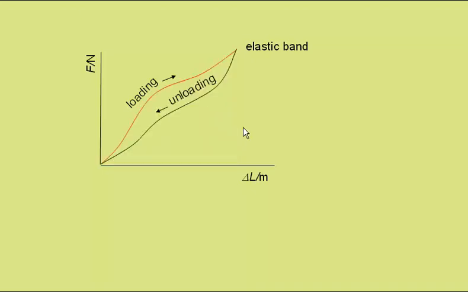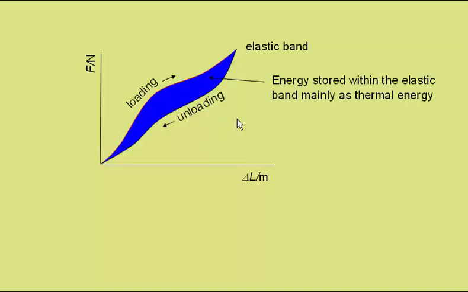When we unload the elastic band, it would follow a slightly lower line, like this. We don't get quite the same contraction at the large force as we had to put in when extending the elastic band. The area under this line represents the work done by the elastic band as it contracts. So the difference between the two, this area here, represents energy stored within the elastic band, which is mainly as thermal energy.